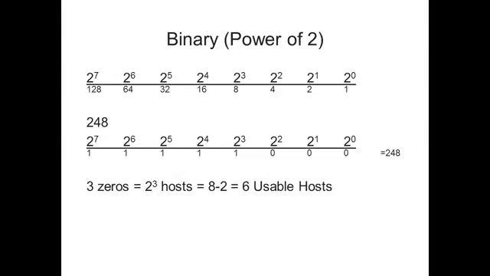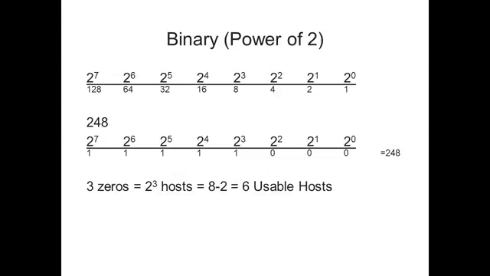Okay. How many networks are there, though? How many ones are there? 5. Okay. So what's 2 to the 5th? 32. It's right there. That's what I said. If you write that down, you don't have to remember it. 32 minus 2 is 30, so there's 30 usable networks as well. Okay?